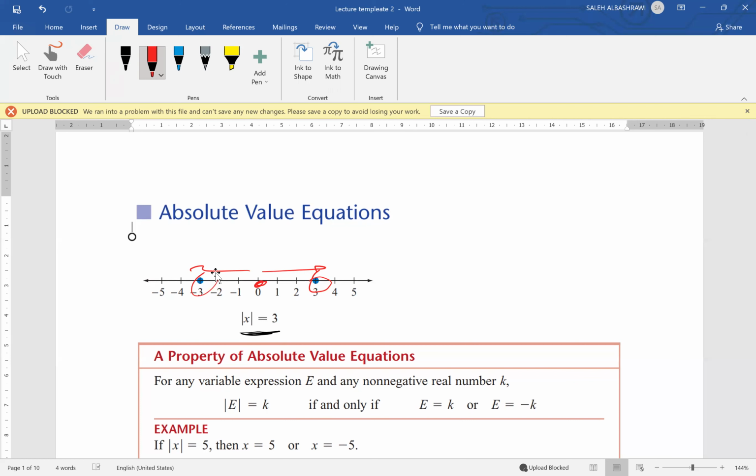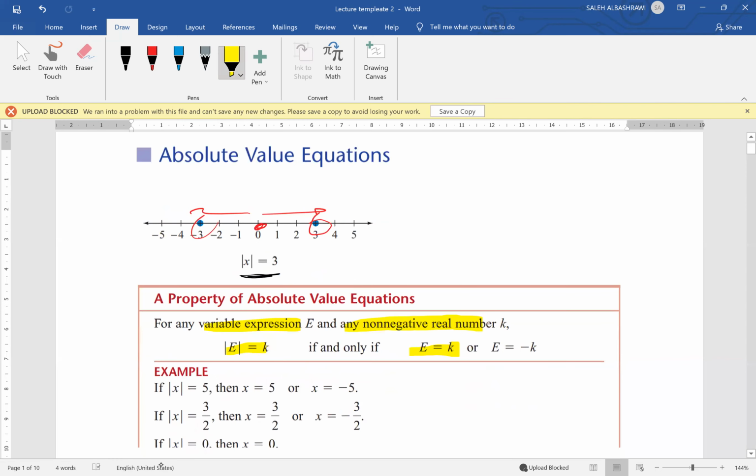So we can say in general, for any variable or expression e, and any non-negative real number k, so k can be a positive number or it can be 0. Non-negative means 0 or positive number. For any non-negative real number k, the absolute value of e equal to k can be written as two equations: e equal to k or e equal to minus k. So we'll have two equations. One we take with positive k, and the second one we take with minus k. This is the property for the absolute value equations.